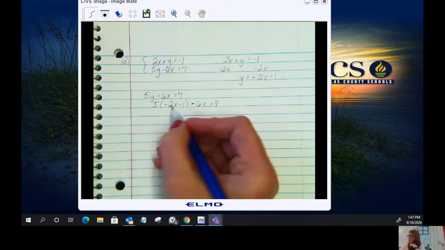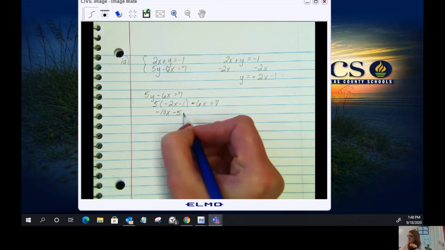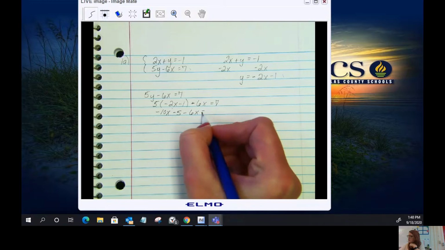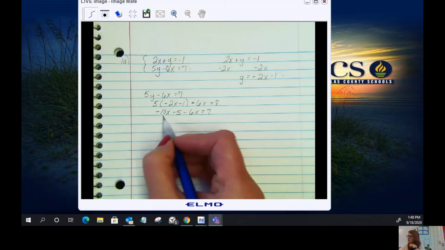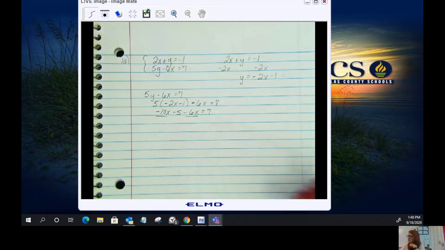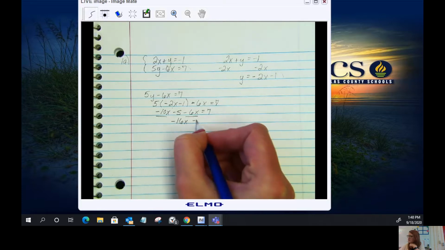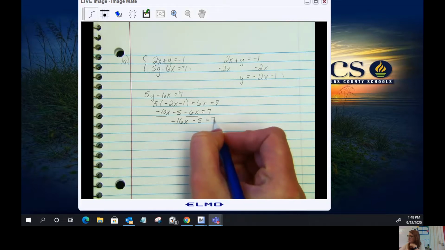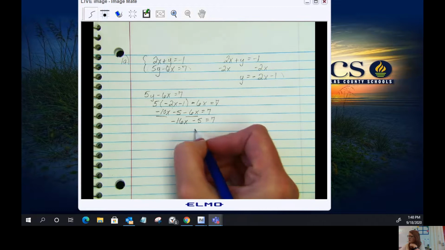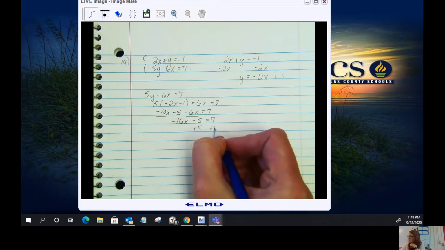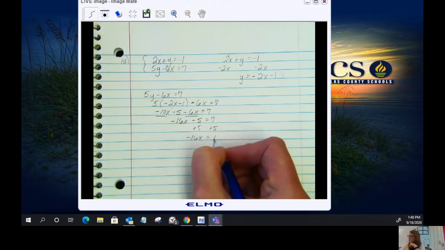Let's distribute. I get -10x minus 5 minus 6x equals 7. I can combine like terms. I have a -10x and a -6x. That is -16x minus 5 equals 7. Again, going after that x, let's add 5 to both sides. And I get -16x equals 12.